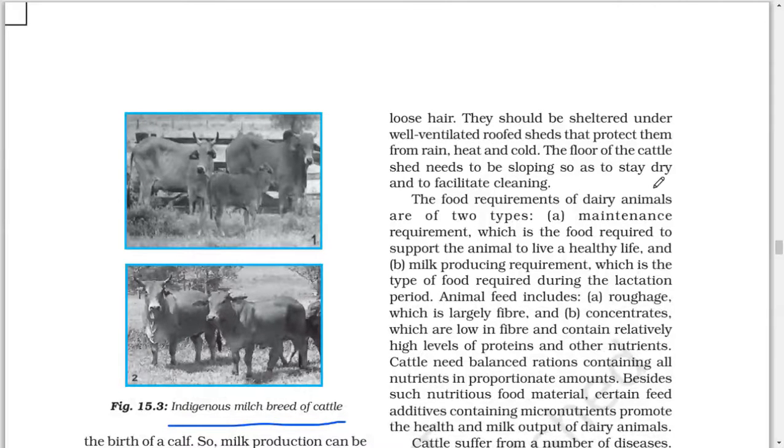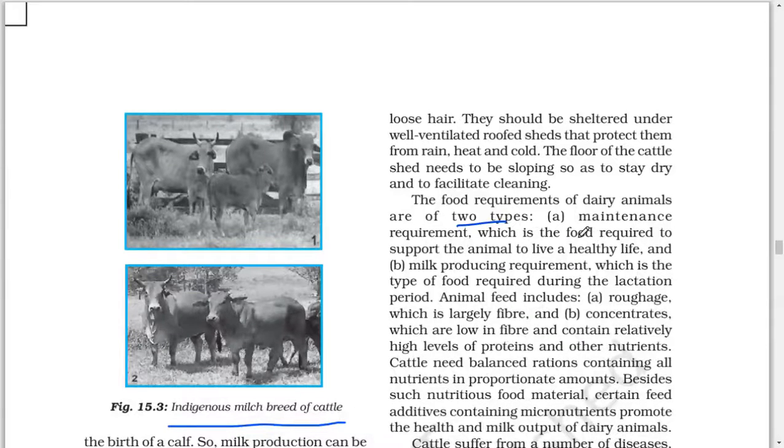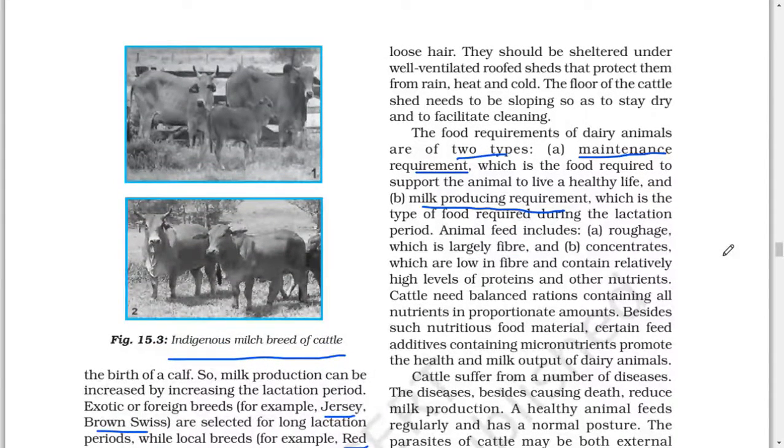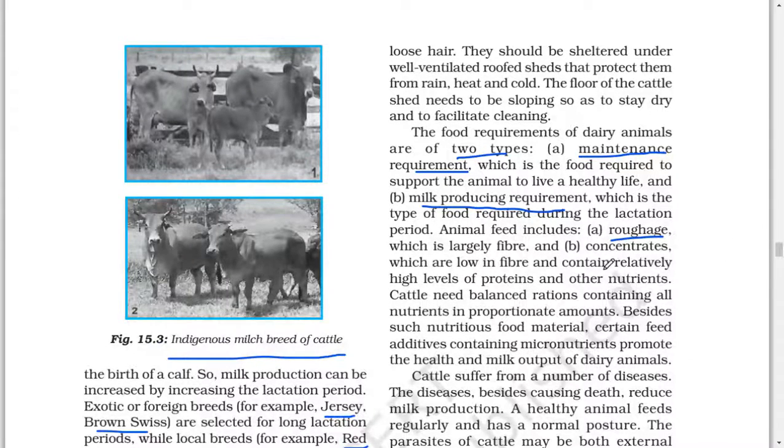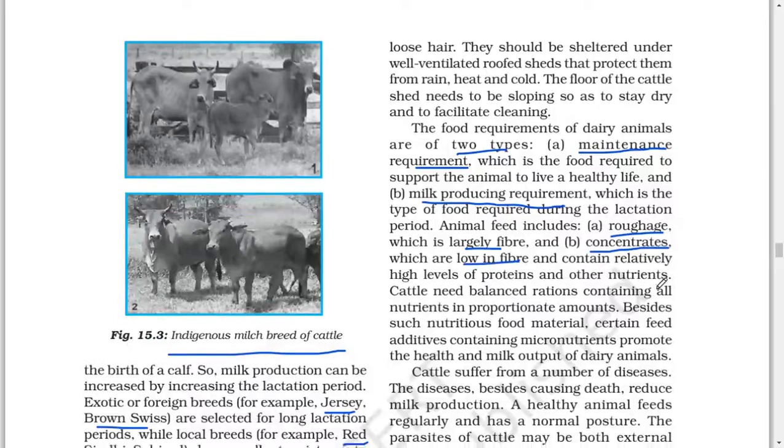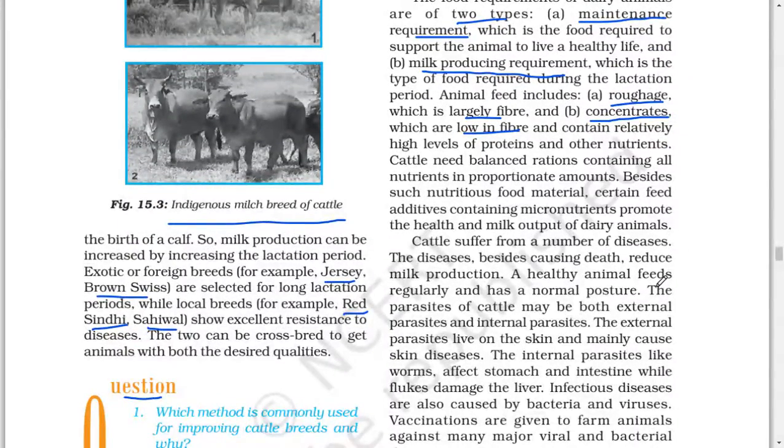The food requirements of dairy animals are of two types: a maintenance requirement, which is the food required to support the animal to live a healthy life, and a milk producing requirement, which is the food required during the lactation period. Animal feed includes roughage, which is largely fiber, and concentrates, which are low in fiber but contain relatively high levels of protein and other nutrients. Cattle need a balanced ration containing all nutrients in proportionate amounts. Besides such nutrient food materials, certain feed additives containing micronutrients promote the health and milk output of dairy animals.